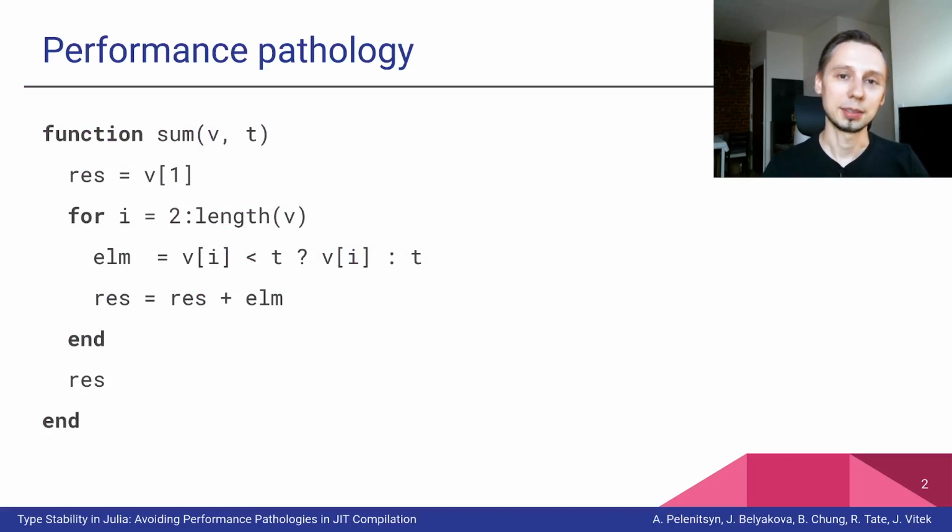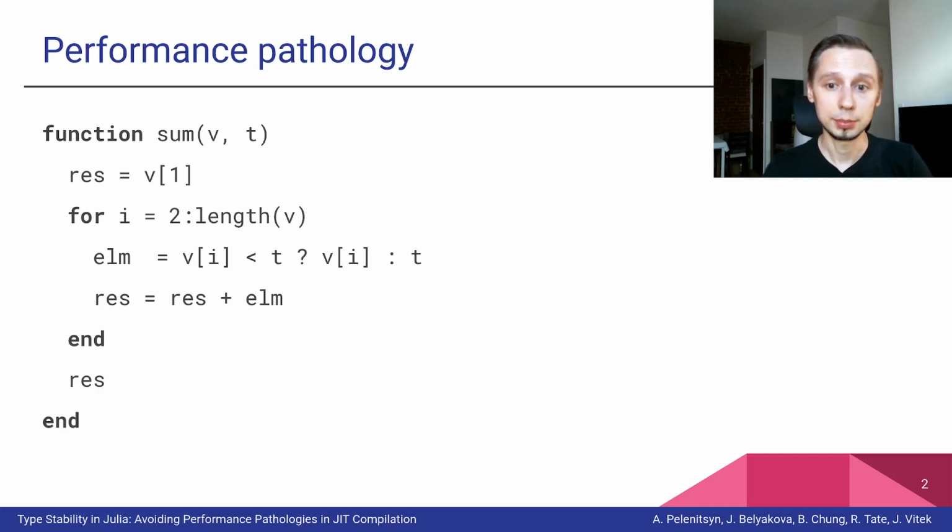The sum function accepts a vector and a top element. It sums up the vector, except for elements greater than the top. Those get replaced by the top, unless it's the first element. Julia is a dynamic language, so we don't have to put any type annotations here. And we can call sum with arguments of different types.